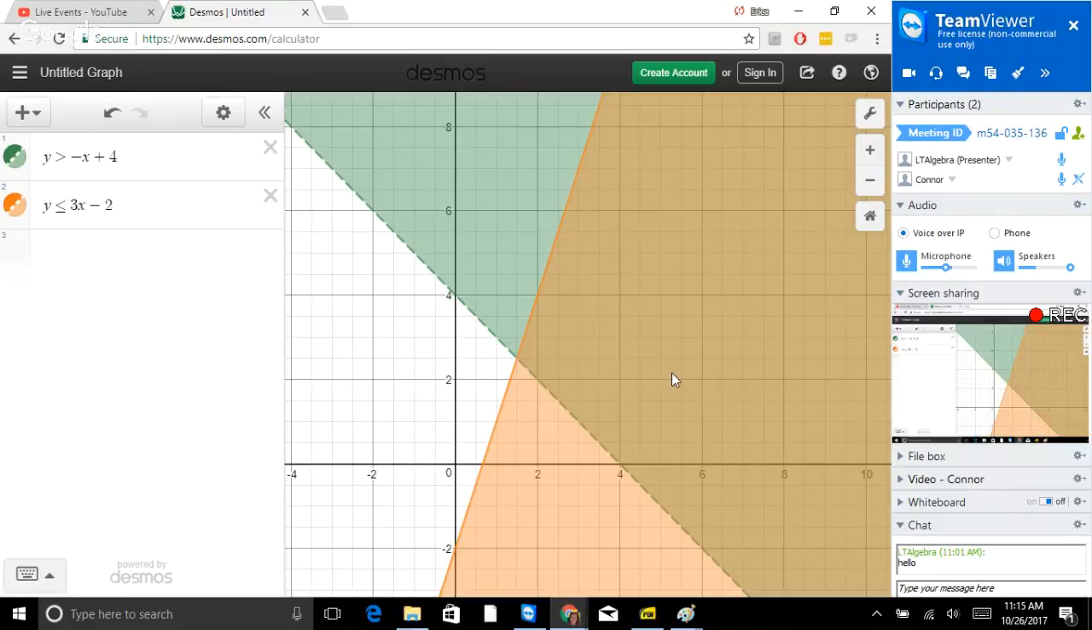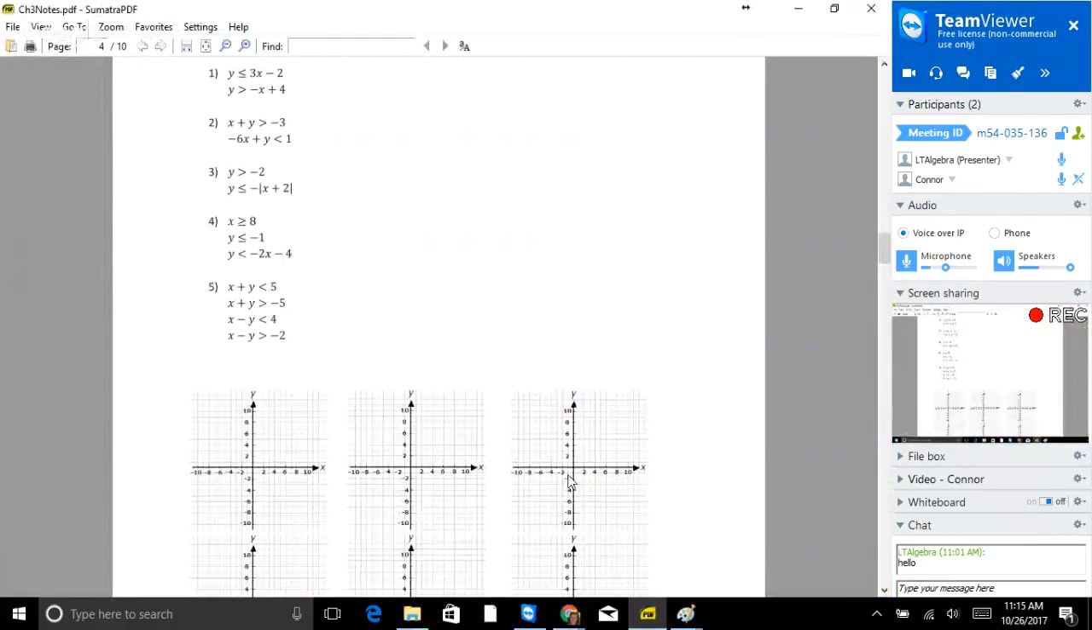So that's it. That's all you do. You graph them and you figure out where the shades overlap. All right, it's pretty easy, right?